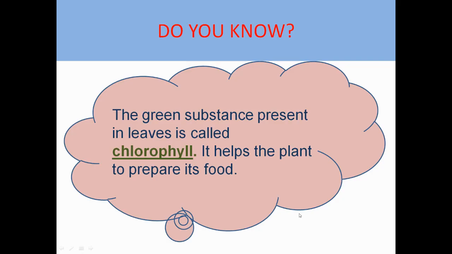Do you know? The green substance present in the leaf is called chlorophyll. That's why all the plants or most of the plants look green in color. It helps the plant to prepare its food in the presence of sunlight by using water and air.